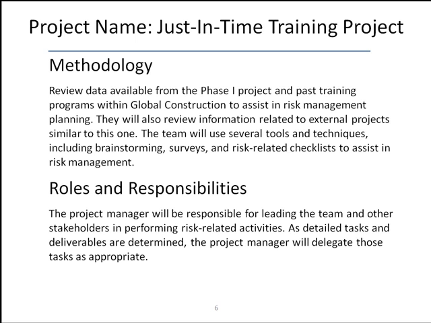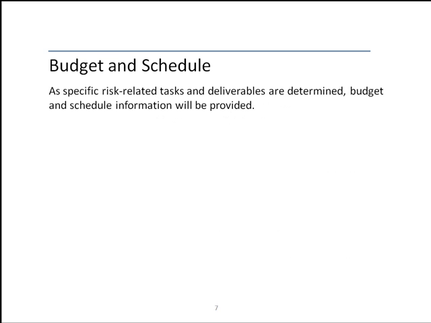Next is roles and responsibilities. In this case, the project manager will be responsible for leading the team and other stakeholders in performing risk-related activities. As detailed tasks and deliverables are determined, the project manager will delegate those tasks as appropriate. Let's look at budget and schedule. As specific tasks and deliverables are determined, budget and schedule information will be provided.